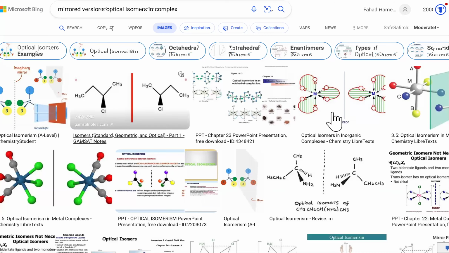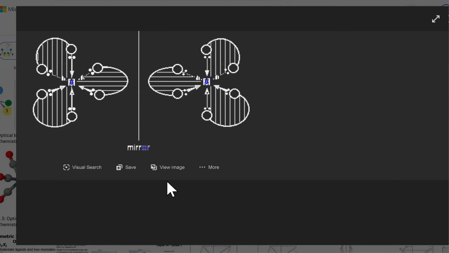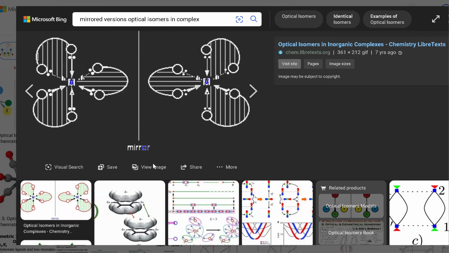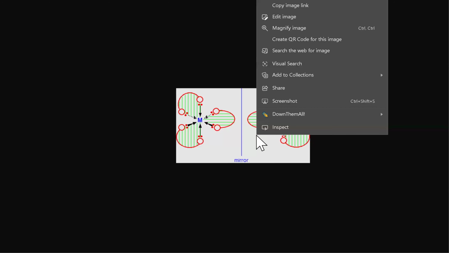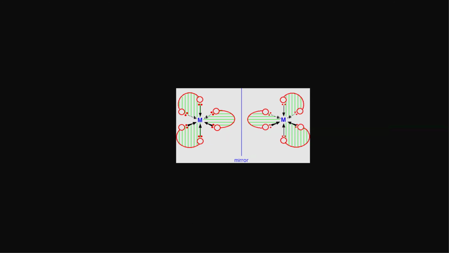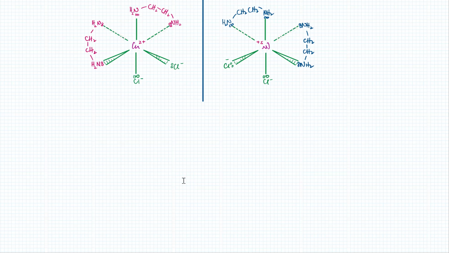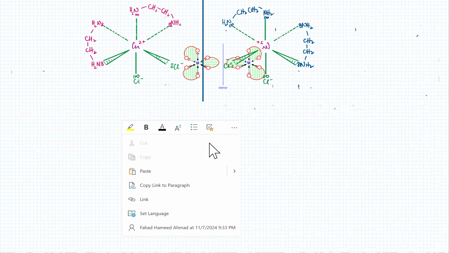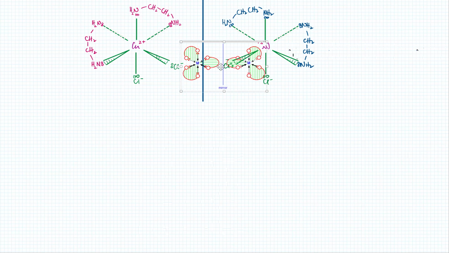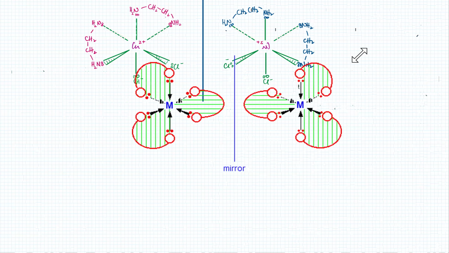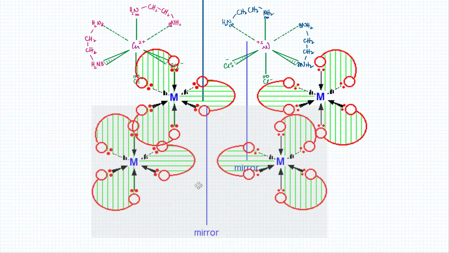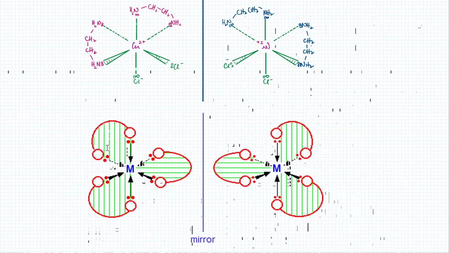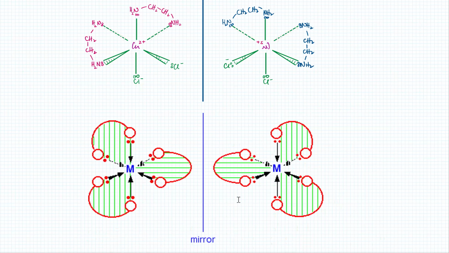If for some reason you get that kind of image, that is a simpler version. A lot of times for bidentate ligands, they might just tell you to draw this. Instead of drawing the whole molecule, they might just show you this. So that's two mirrored versions.